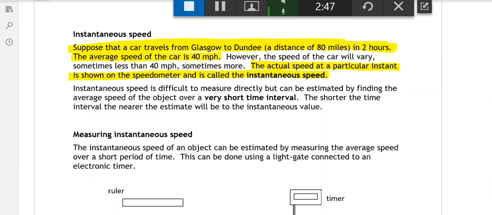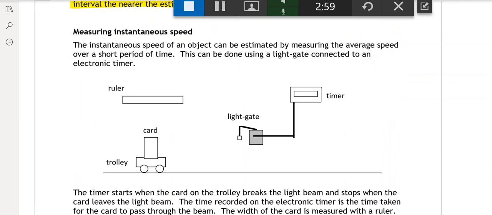as it says in the notes, is difficult to measure, but can be estimated by finding the average speed over a very short time interval. The shorter the time interval, the nearer the estimate will be to the instantaneous speed. So we have a slightly different setup here. The instantaneous speed of an object can be estimated by measuring the average speed over a short period of time. And this can be done using a light gate connected to an electronic timer.